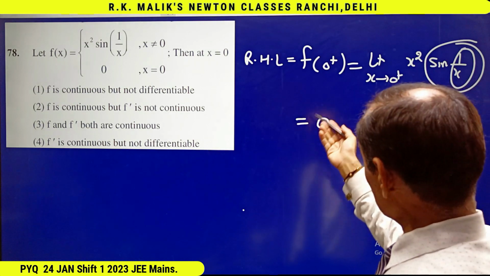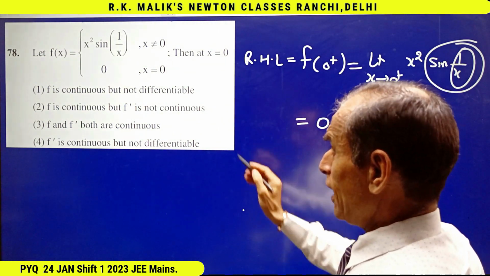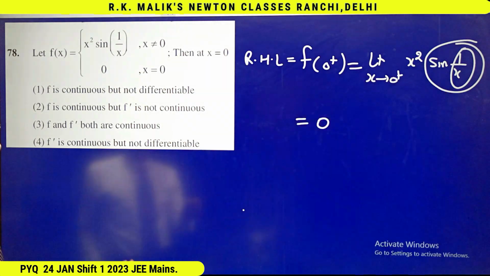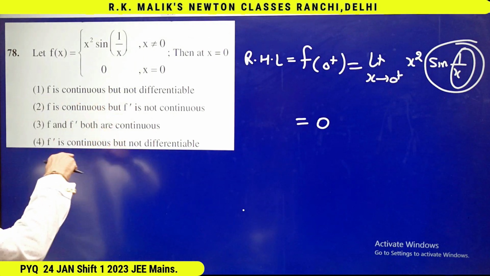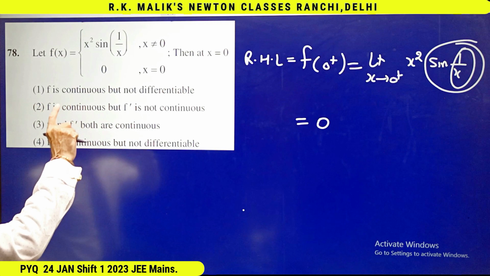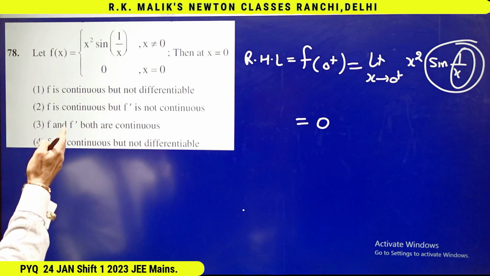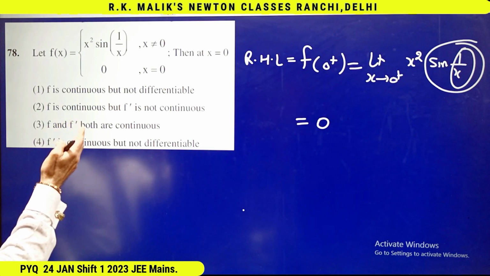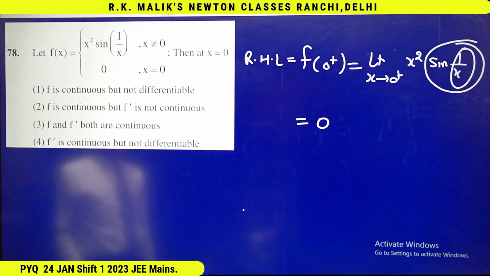Otherwise, you can proceed this way also, that the left hand limit will be 0. And the value of the function is also clearly 0. Hence, I can say the function is continuous at x equal to 0. He has not specified in the question at which point we have to check the continuity and differentiability, but it is clear that discontinuity or non-differentiability, if it is there, is possible only at x equal to 0.